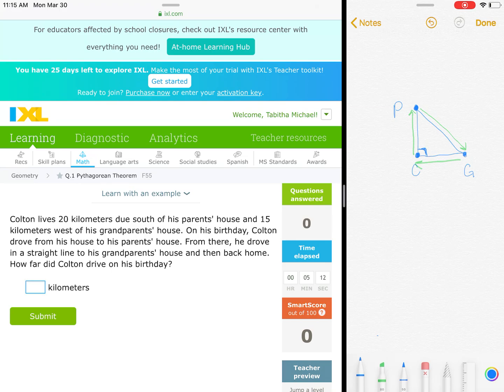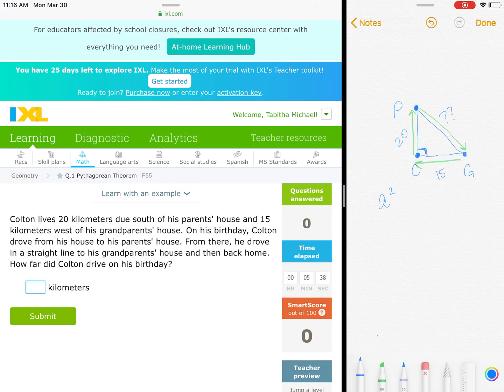Okay, so let's fill in some values. He's 20 kilometers from his parents. He's 15 kilometers from his grandparents, but it doesn't tell us how far it is in a straight line from his parents to his grandparents' house. So the first thing that we have to do is figure out how far it is from his parents' house to his grandparents' house. Well, we have a right triangle, so we're going to use the Pythagorean theorem.